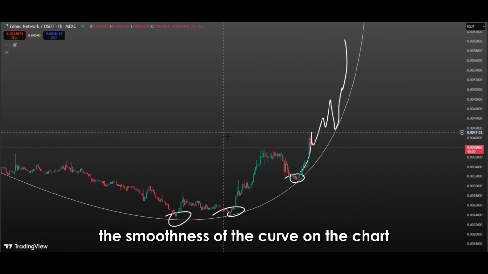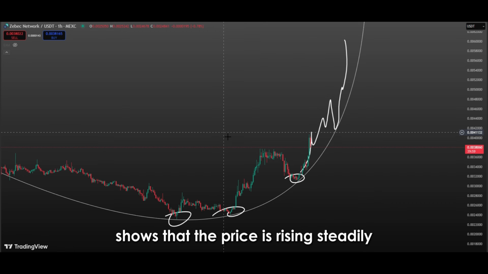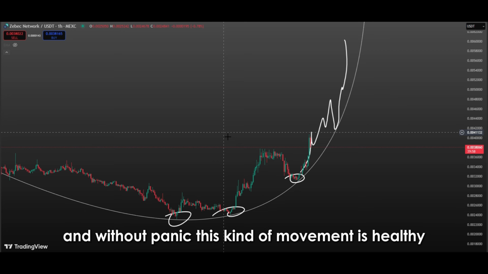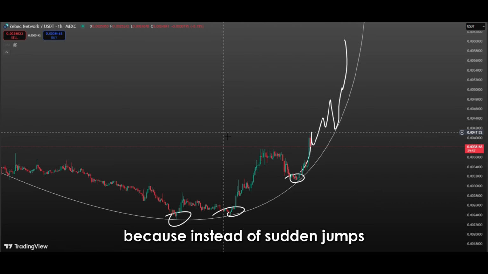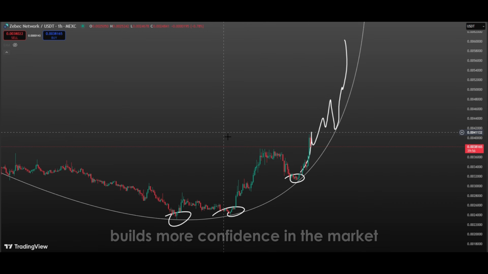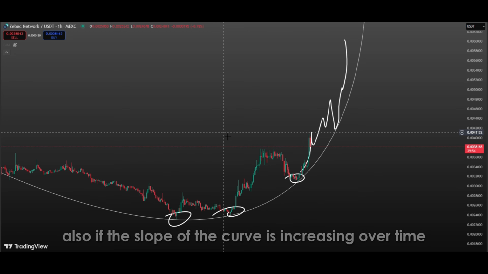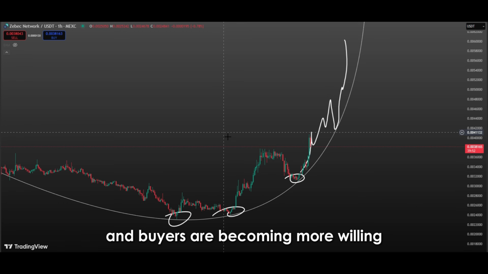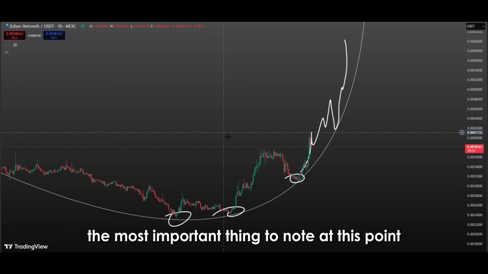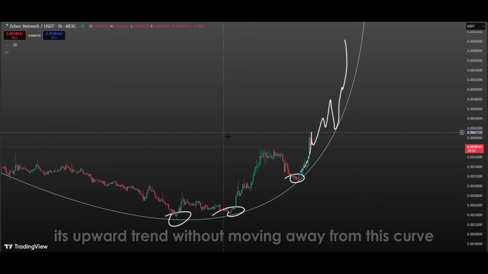The smoothness of the curve on the chart shows that the price is rising steadily and without panic. This kind of movement is healthy for sustainable uptrends. Because instead of sudden jumps, a gradual and balanced uptrend builds more confidence in the market and attracts institutional investors. Also, if the slope of the curve is increasing over time, it means that bullish momentum is strengthening and buyers are becoming more willing. The most important thing to note at this point is that the price should be able to maintain its upward trend without moving away from this curve.